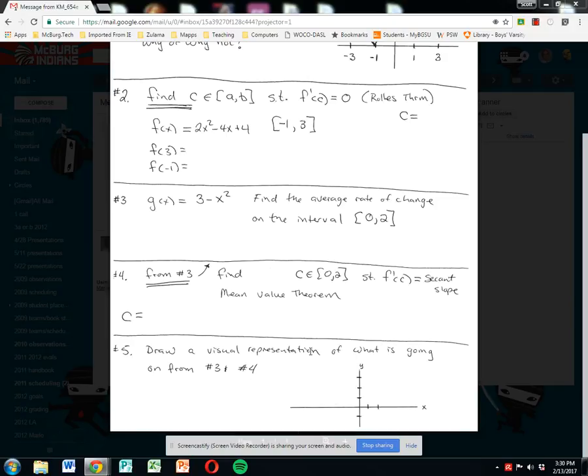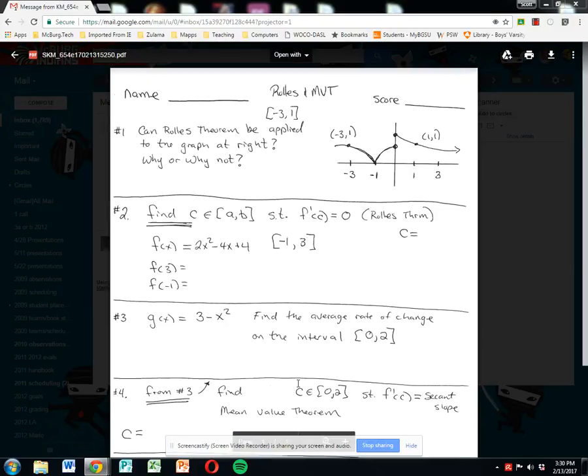Last but not least, draw a visual representation of what's going on from number 3 and number 4. And that's your preview for tomorrow.